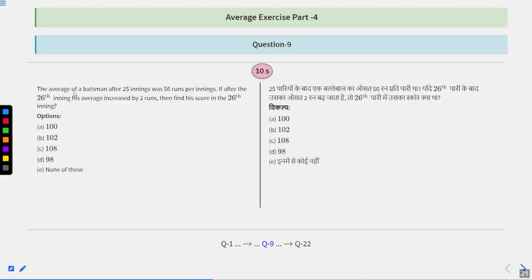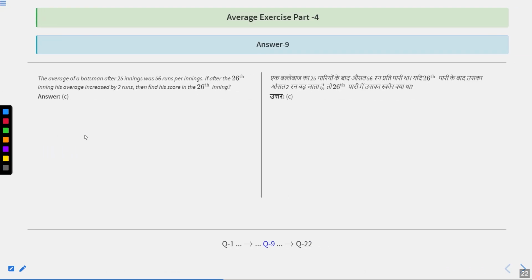The average of a batsman after 25 innings was 56 runs per inning. If after the 26th inning his average increased by 2 runs, then find his score in the 26th inning. You have 5 options and 10 seconds to analyze the question. Your time starts now. Now time's up. Let's see the solution.